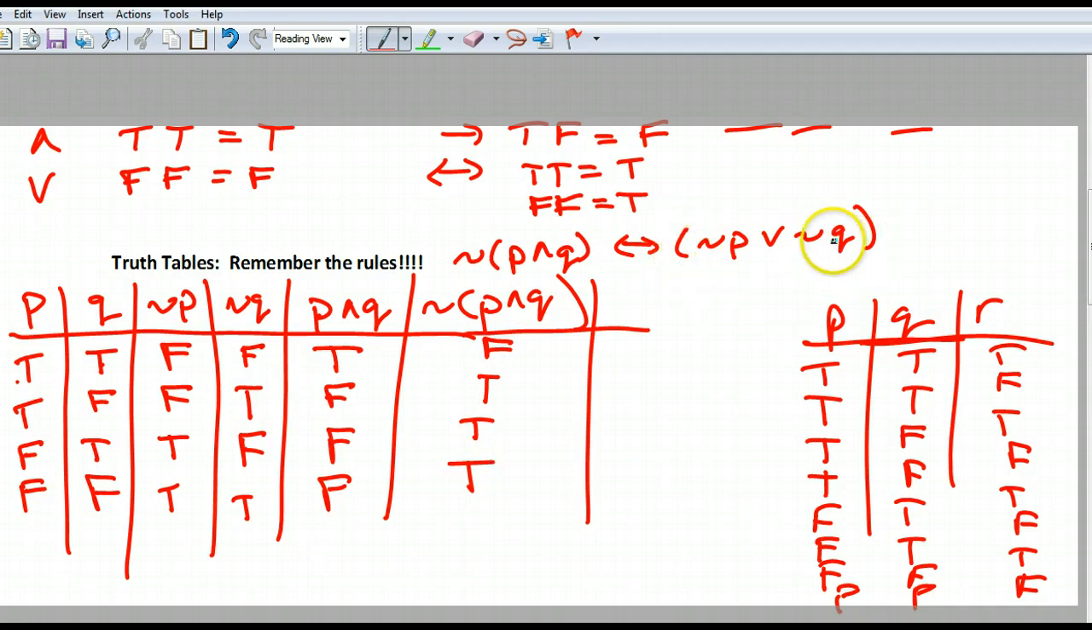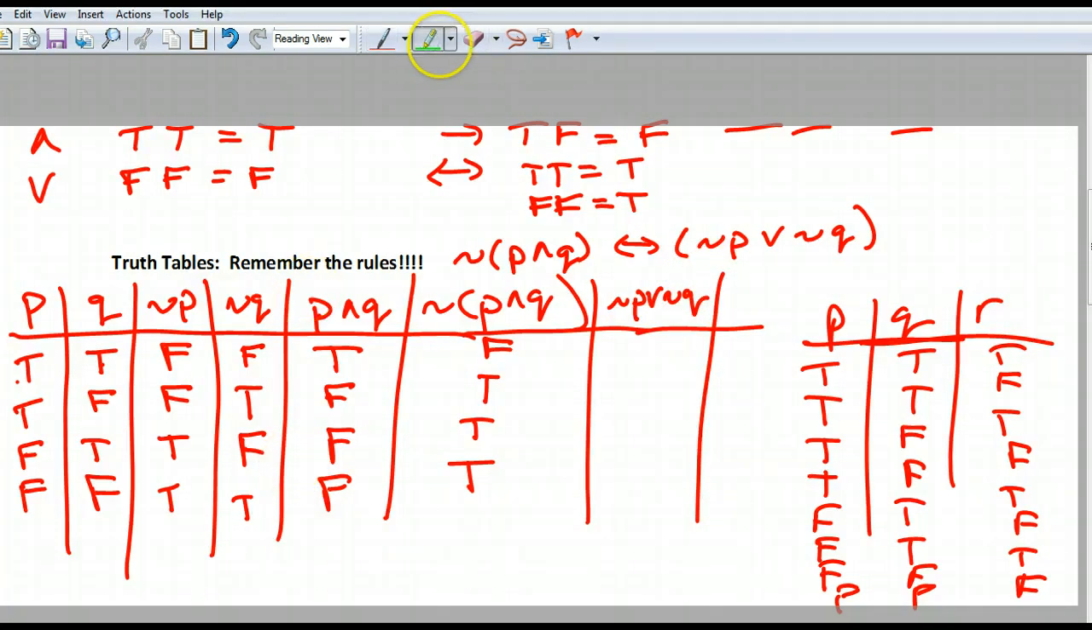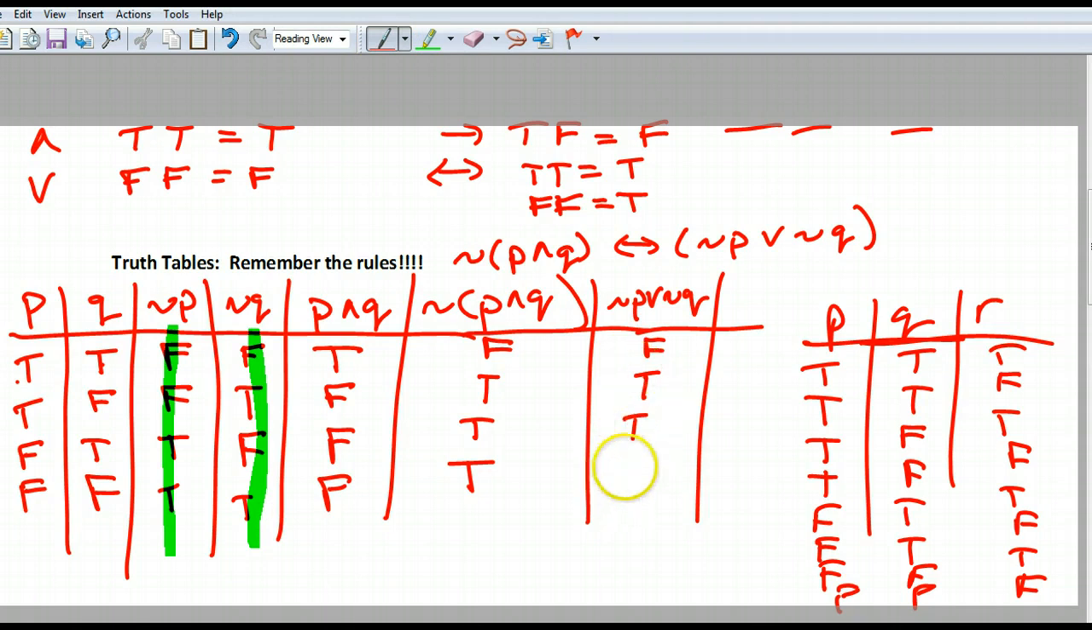And then I can put these two together. Not P or not Q. What am I looking for with an or statement? Two falses. So we're looking at this column and this column. Where are my 2 false statements? The first one. So that'll be a false. Everything else will be true.